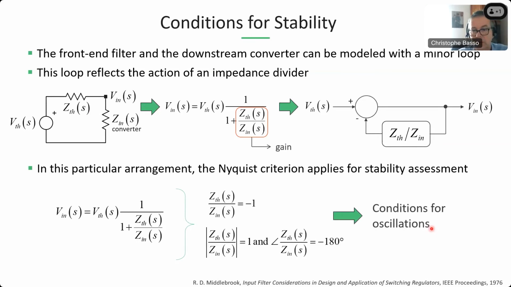This is the loading of the EMI filter by the input impedance of the converter. If you run a very basic model, you see that you can have what we call a minor loop, which is shown on this drawing here. And this minor loop obeys exactly the Nyquist condition. So it means you have to stay away from a unity gain with a phase which is reversed at minus 180 degrees.